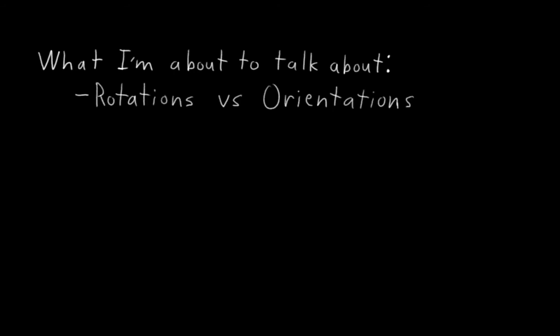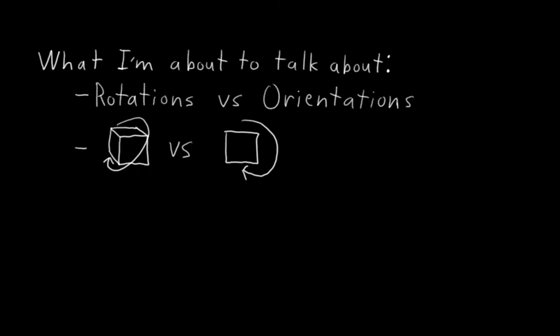Okay, let me start over by summarizing what I'm about to talk about. There are two main things that I want you to get out of this video. The first is the difference between rotations and orientations. The second is how much more complex 3D rotations are than 2D rotations, and the ways that this affects rigging.